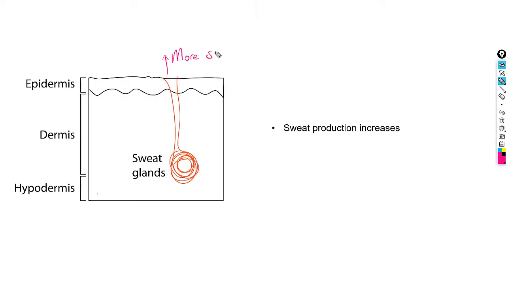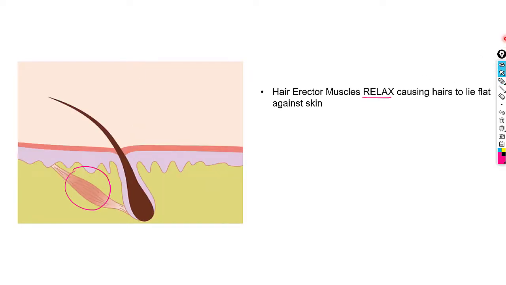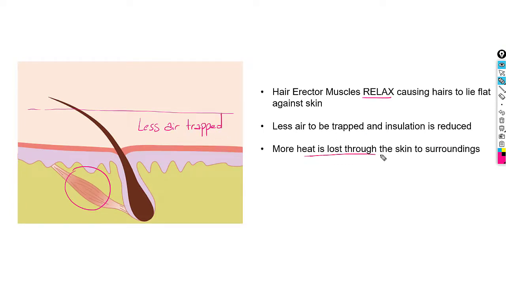Besides this, sweat production is increased by sweat glands, so more heat is lost through evaporation. Moreover, the hair erector muscles that are connected to hair follicles will relax, causing hairs to lie flat against the skin. This causes less air to be trapped and insulation is reduced. So more heat is lost through the skin to the surroundings. We can also say that radiation is increased here. Then body temperature will decrease to normal. This is what happens in the skin when heat is gained.